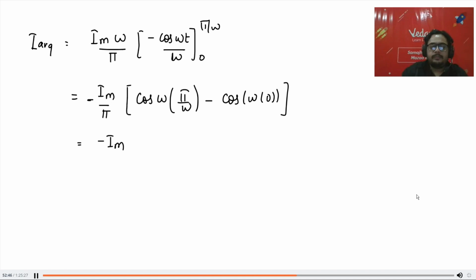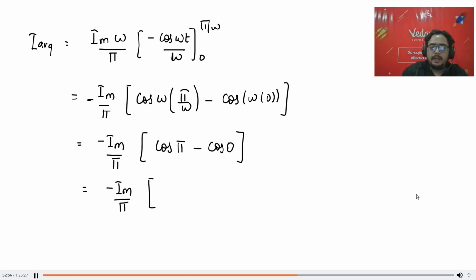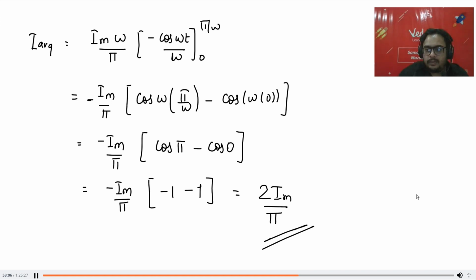So you get minus Im by pi into cos pi minus cos 0. Minus Im by pi into minus 1 minus 1. So it is 2 Im by pi. And that is the result that you have to remember. Average value of alternating current in half cycle is 2 Im by pi.